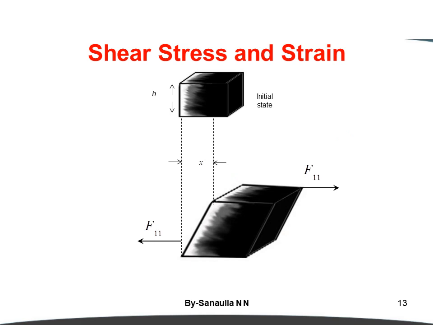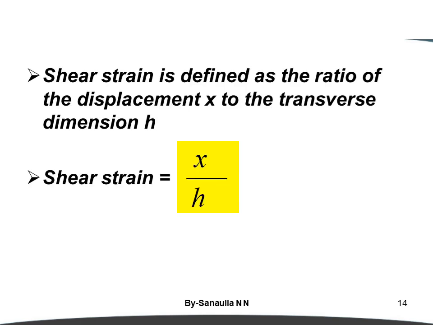So next one is shear stress and strain. You can see the initial state which has the height h. Now I am applying the force, the base being fixed and the upper face tilted, right? That is F, you can see it in the diagram. Shear strain is defined as the ratio of the displacement, that is x, to the transverse dimension h, or shear strain is equal to x by h, that is nothing but tan theta.